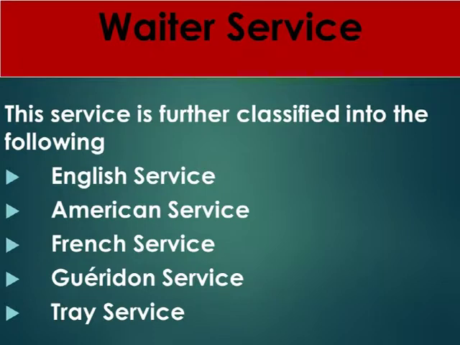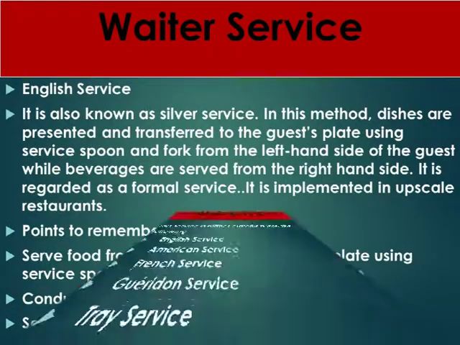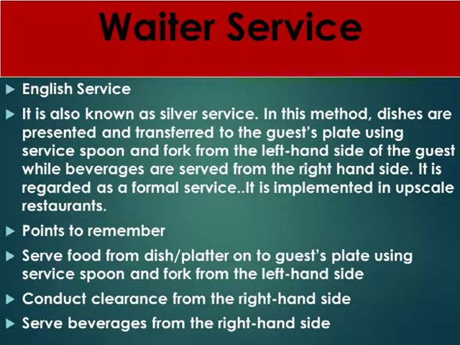Waiter service. This service is further classified into the following: English service, American service, French service, Garrison service, tray service. Waiter service. English service. It is also known as silver service. In this method, dishes are presented and transferred to the guest's plate using service spoon and fork from the left-hand side of the guest, while beverages are served from the right-hand side. It is regarded as a formal service. It is implemented in upscale restaurants.